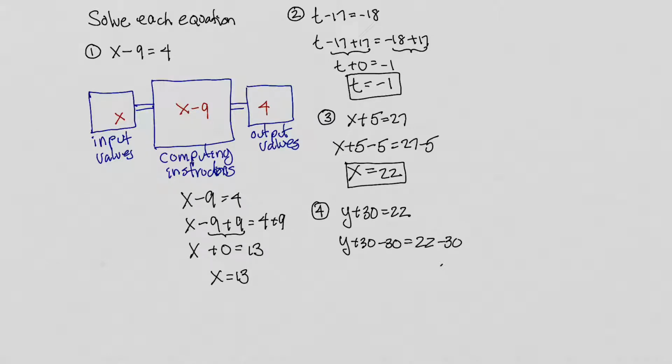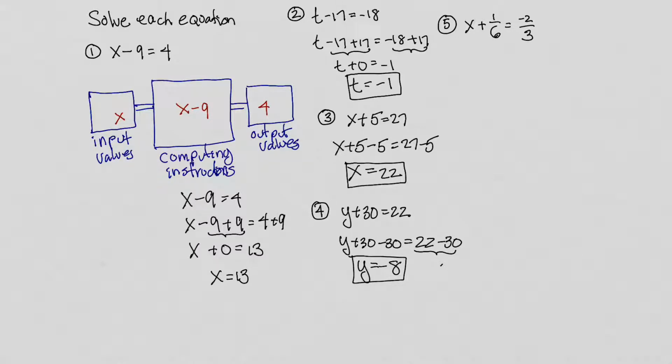So how about if we take our y plus 30, subtract the 30 to undo the addition, then we'll have 22 minus 30. So on the left side, we'll get y equals, right, the 30 minus 30 is 0, equals, and over here, 22 minus 30 is a negative 8. And that equation is solved.